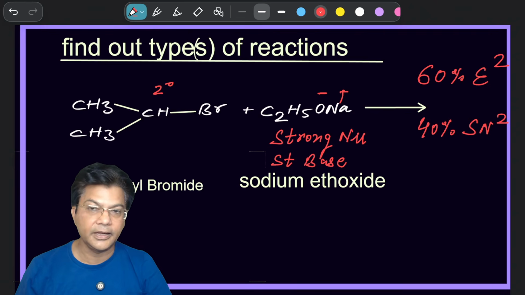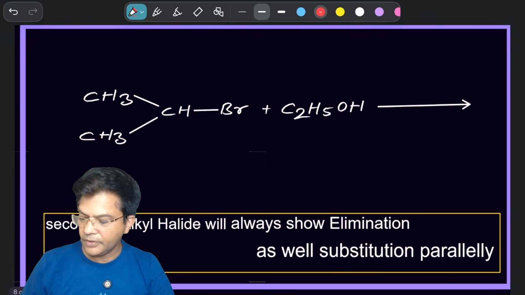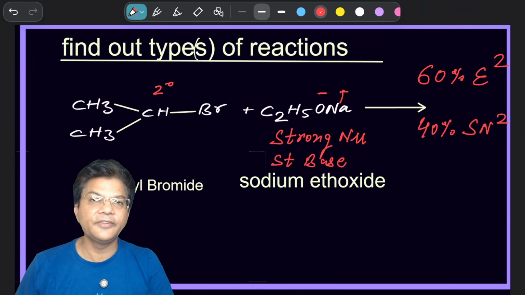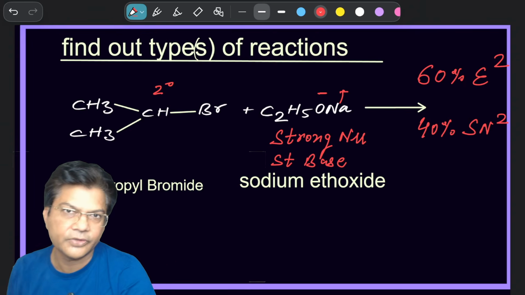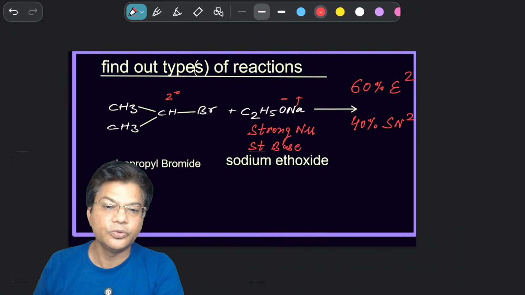Remember that. Okay. Now, generally people must have studied that only if temperature is given, elimination is going to take place. Even at room temperature, elimination will take place. Don't make this mistake.